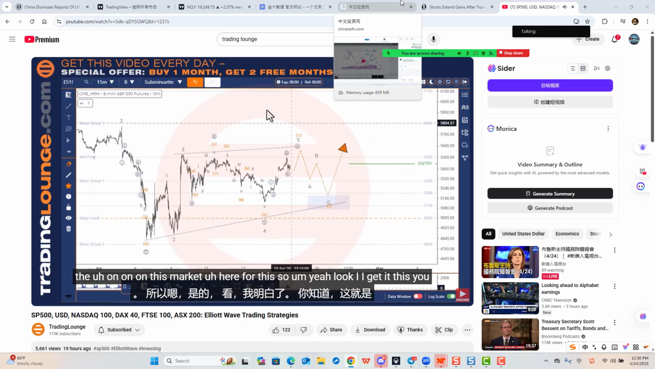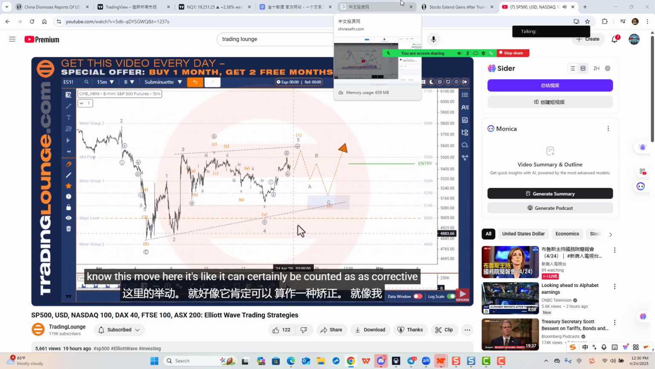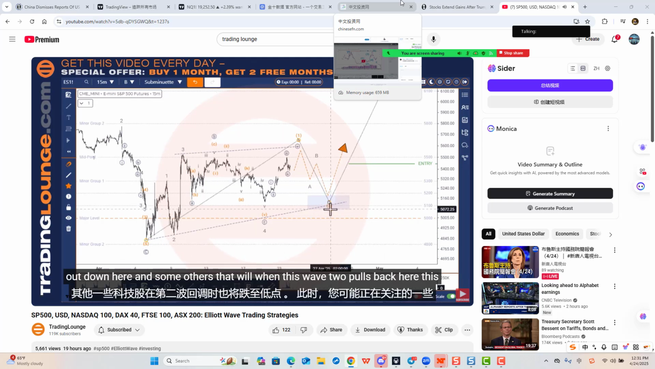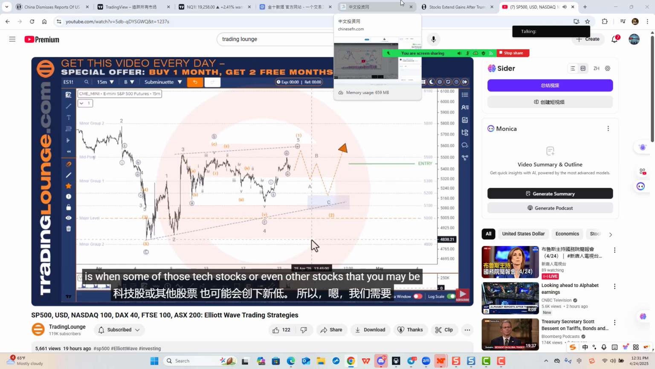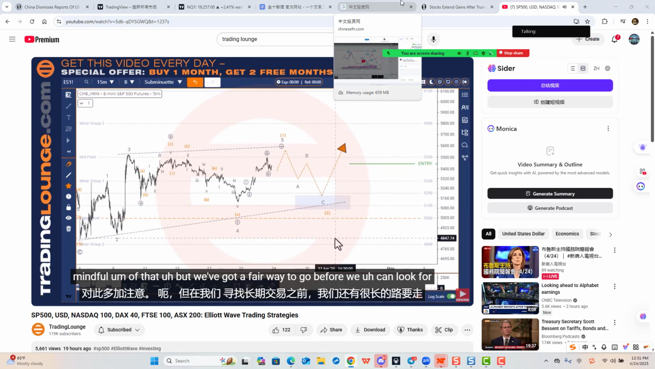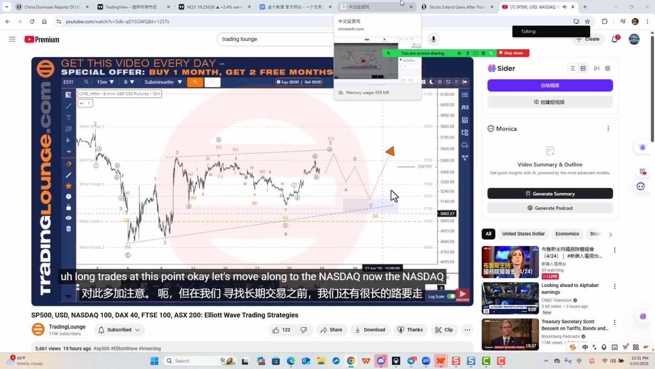So yeah, look, I get it. This move here can certainly be counted as corrective, and like I said, there are some tech stocks that have already taken the low out down here, and some others that will. When this wave 2 pulls back here, some of those tech stocks, or even other stocks that you may be looking at, could make a new low there as well. So we'll need to be a bit mindful of that. But we've got a fair way to go before we can look for long trades at this point.